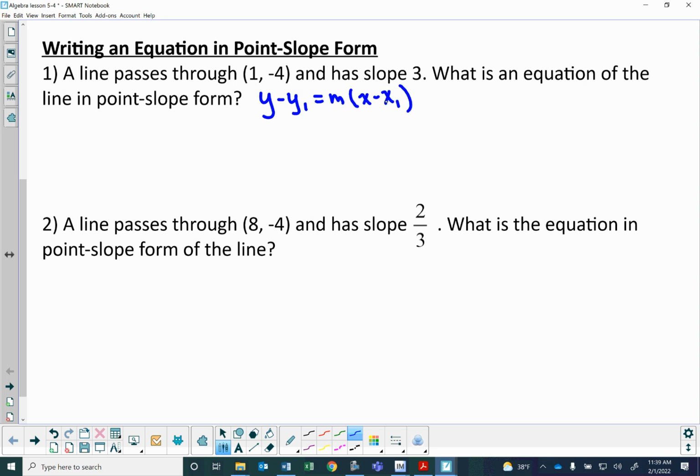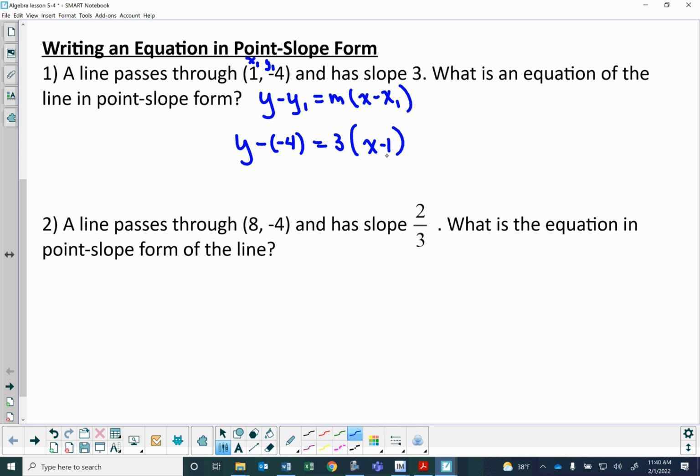My point 1, negative 4 will become x sub 1, y sub 1. So I am going to plug in what I know into this equation, and then I'm going to solve for what I don't know, if I need to. Well, we're going to leave it in point-slope form, so actually we don't even have to solve it. So if x sub 1 is 1 and y sub 1 is negative 4, I'm going to do y minus a minus 4, and we'll clean that up in just a minute, equals my slope is 3, so m is 3, parentheses, x minus 1.